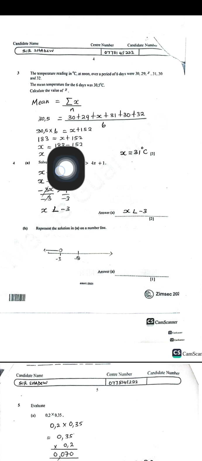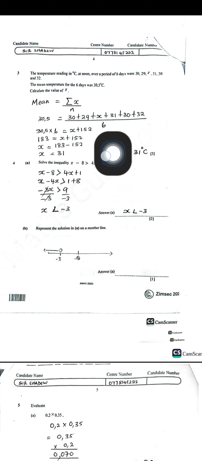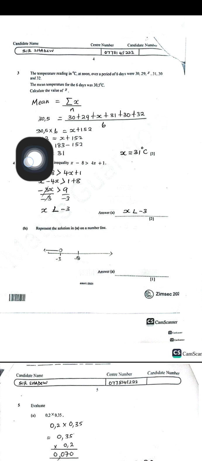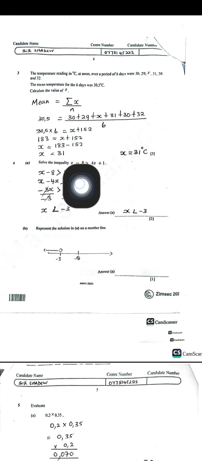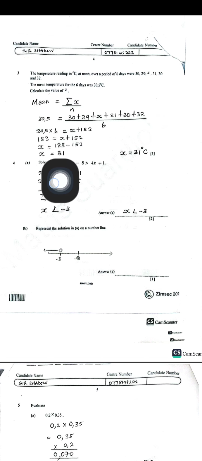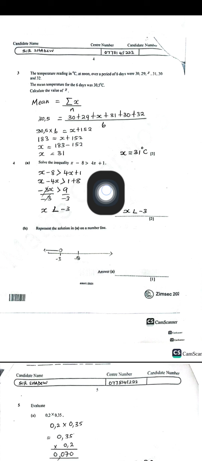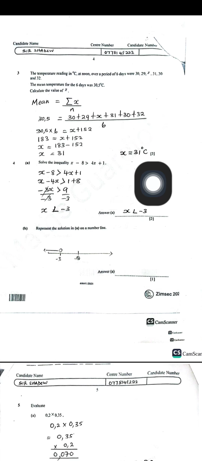This gives us cross multiplication. 6 is multiplying 30.5, which is equal to the sum of all these values, which gives us 152 plus x. Then multiply 30.5 times 6, we get 183 equals x plus 152. Let's group the like terms to find x. So x is equal to 183 minus 152. So in short, x is equal to 31 degrees. Therefore, x is equal to 31 degrees Celsius, because we're dealing with temperature.